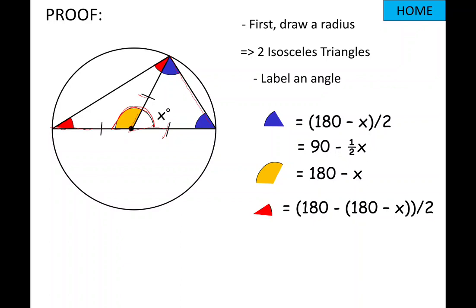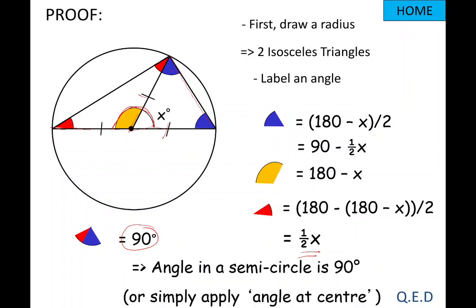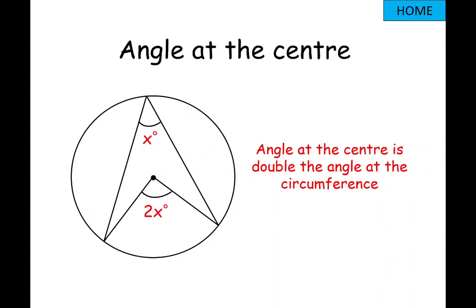This is 180 minus x. 180 minus (180 minus x) over 2 means it's equal to half x. Then the sum of the two angles, this angle and this angle, is equal to 90. So this proves that angle in a semicircle is 90 degrees, or simply apply angle at the center. We'll talk about it here in this theorem.